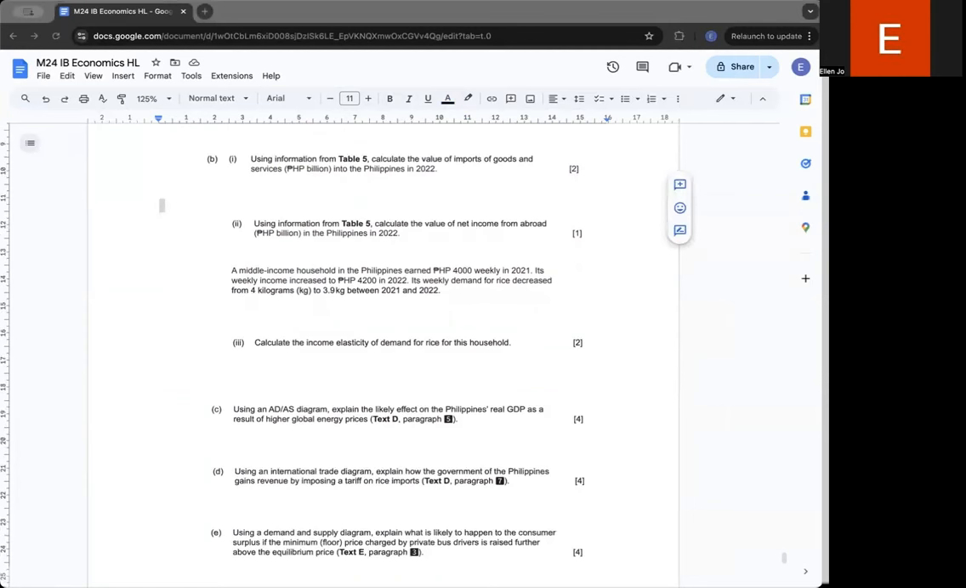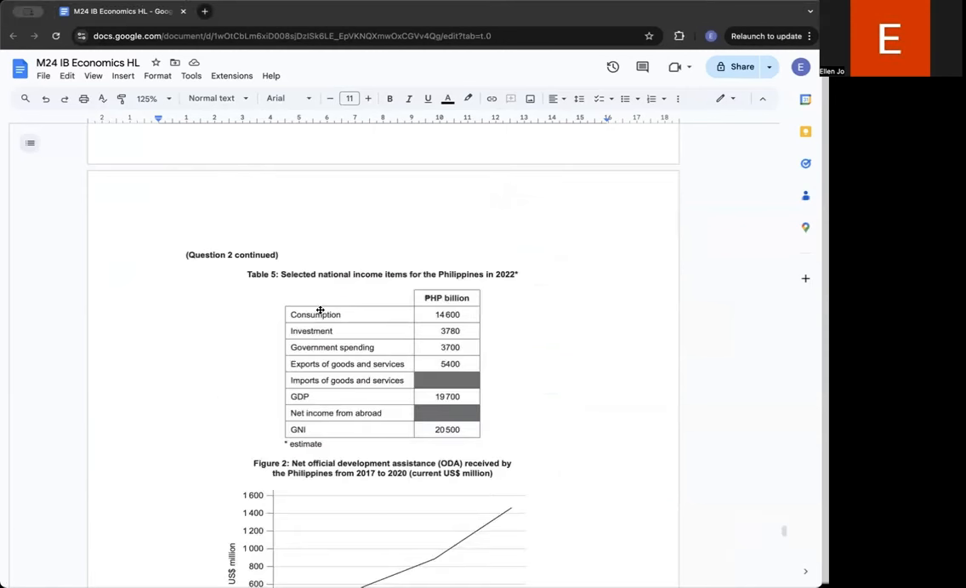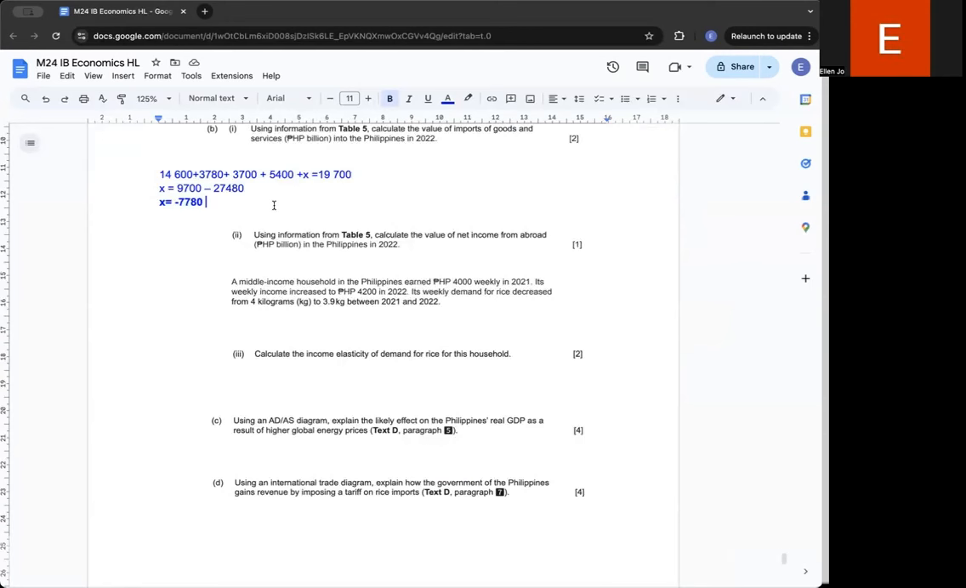Question B1. Using information from Table 5, calculate the value of imports of goods and services into the Philippines in 2022. It asks us to calculate the unknown value, which is again pretty simple, since we know the GDP and the rest of the data that is needed to get the GDP except the value of imports. So we can get the value in this way.